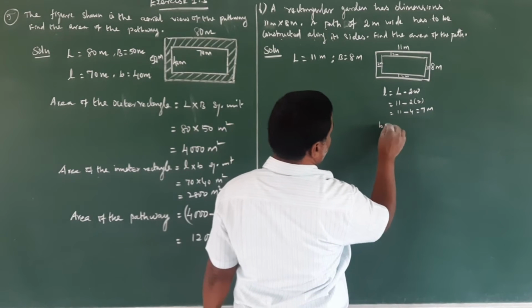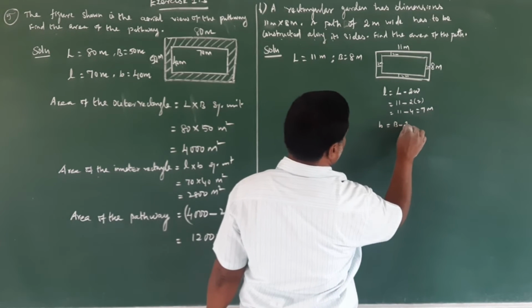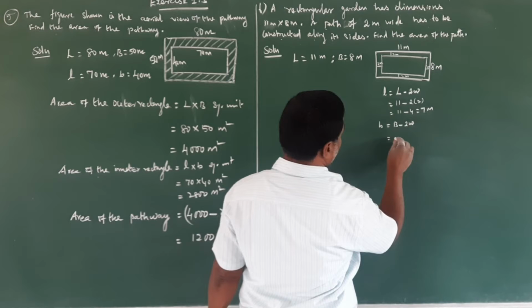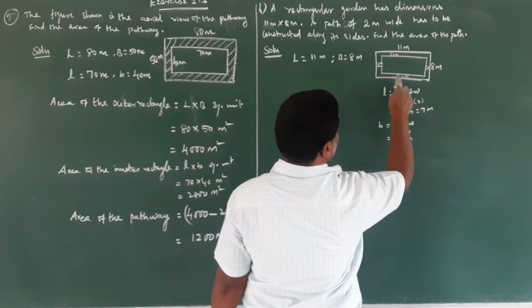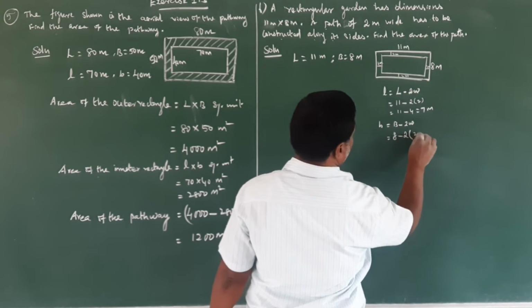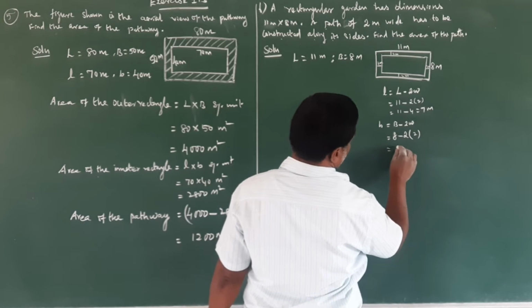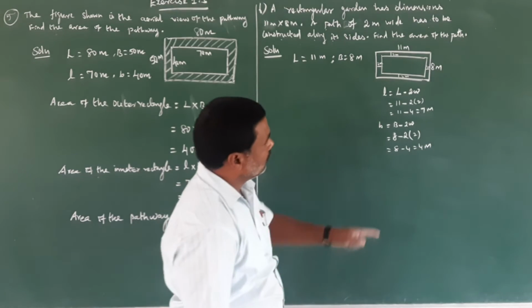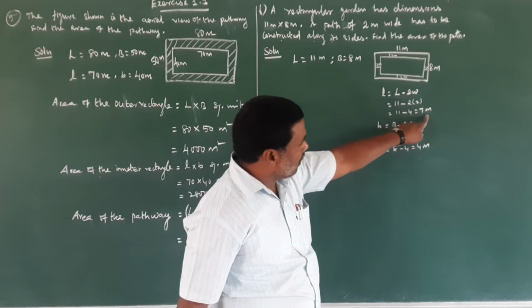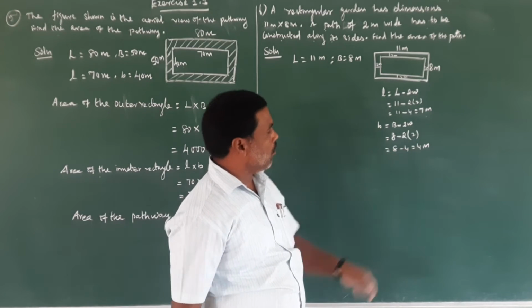Now small b equal to capital B minus 2W. Now capital B is 8 minus 2 into the width 2 meter. Now total 4 meter. 8 minus 4 meter. Now small l equal to 7 meter, small b equal to 4 meter.